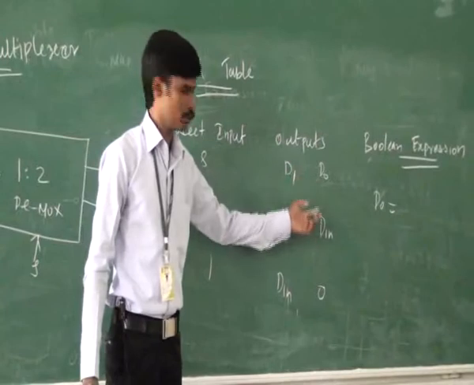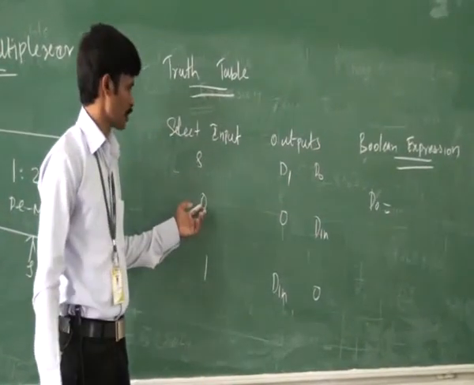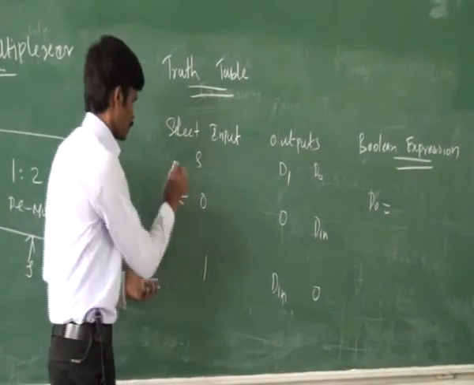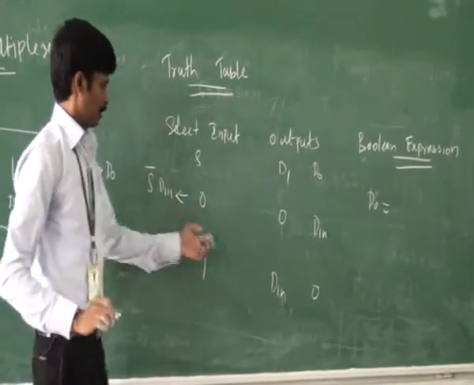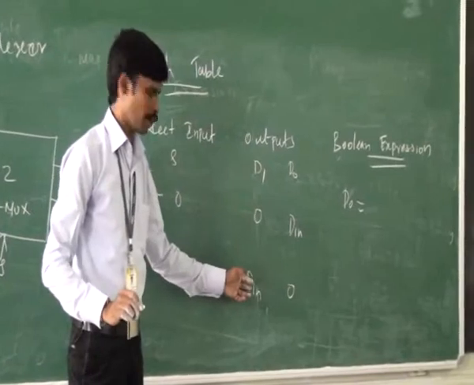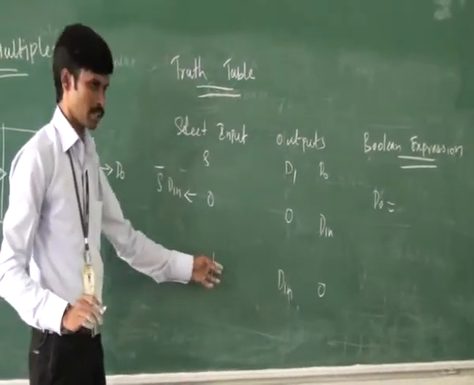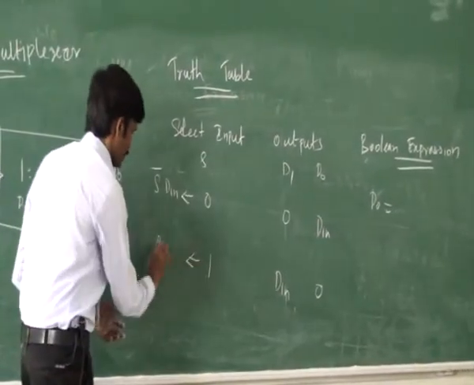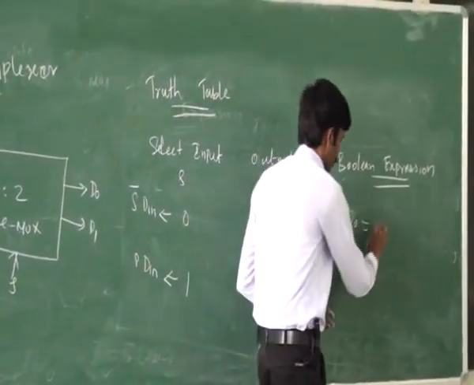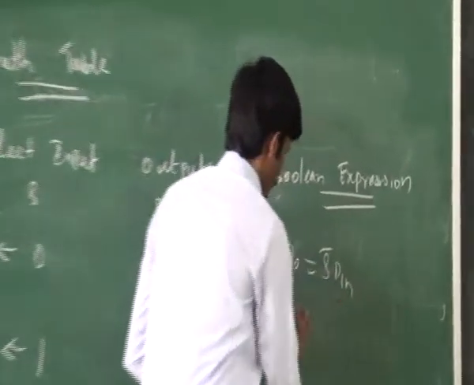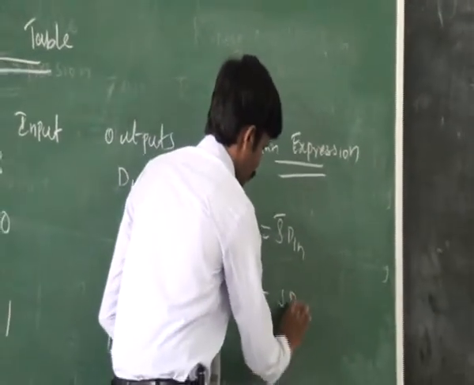Here D0 is equal to Din when the select input is 0. This represents S bar into Din. Then D1 is equal to Din when the select input S is equal to 1. This represents S into Din. So the corresponding expressions are D0 is equal to S bar into Din. Then D1 is equal to S into Din.